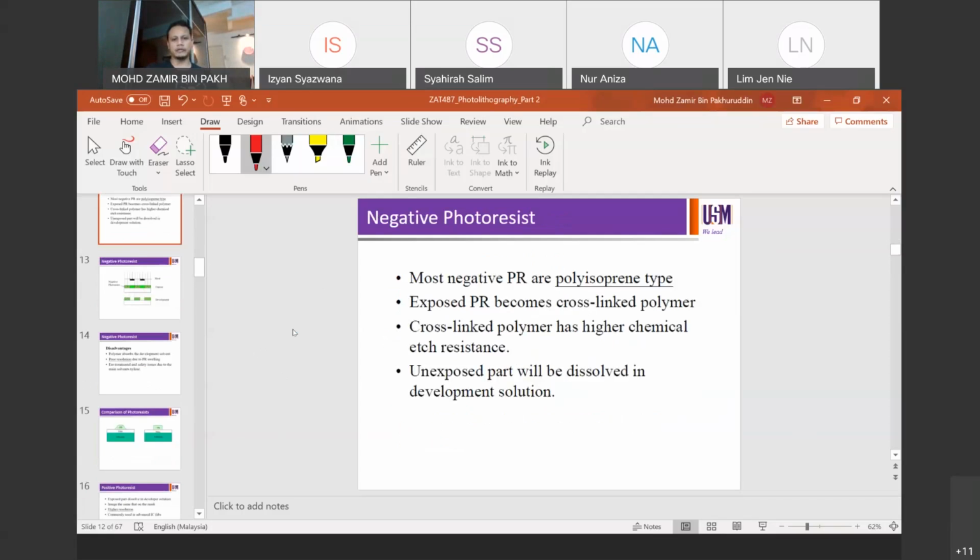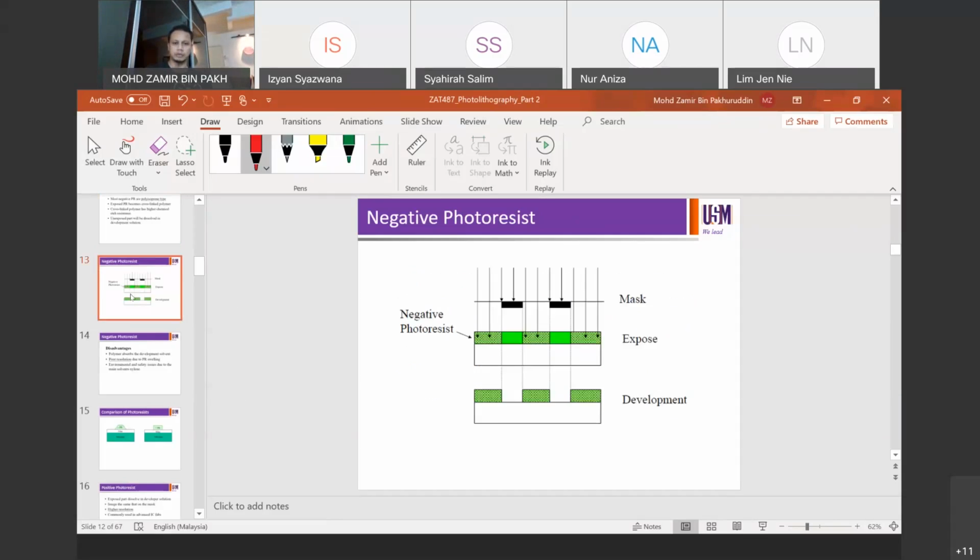So negative photoresists are usually polyisoprene type. It becomes hardened upon exposure because it will form cross-linking upon exposure to the correct wavelength and dosage. The cross-linked polymer has higher chemical etch resistance, so it's not removed during the development process, as it's harder to be removed. The unexposed part, on the other hand, will be dissolved in the development solution, as we discussed before.